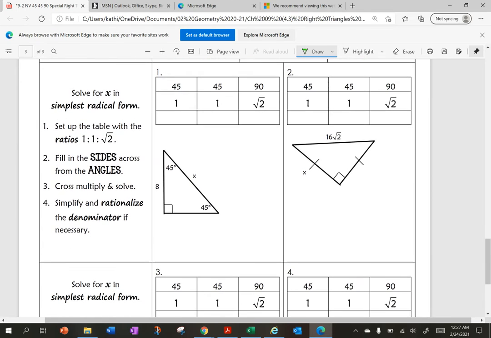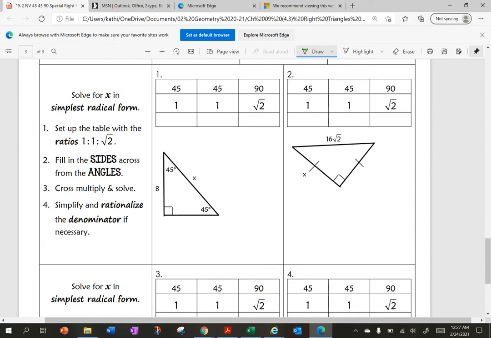Okay, here I have my table set up. So we're going to solve for the variable. I'm going to write 45, 45, 90, and 1, 1, the square root of 2. And then across from 45, I'm going to write that I have 8. And since this side is 45 and this side is 45, I know this is also 8. And across from 90 is x.